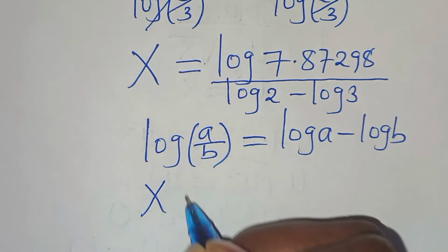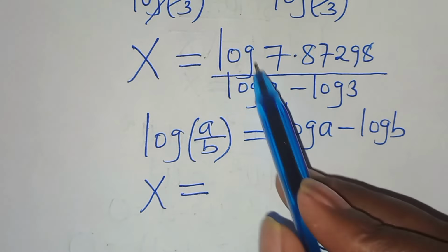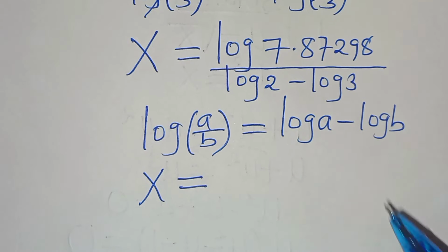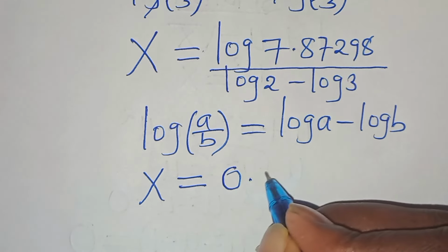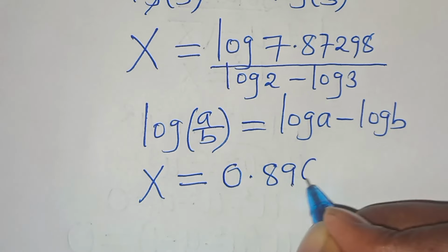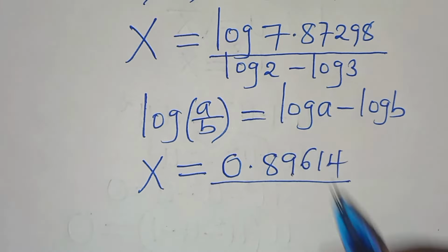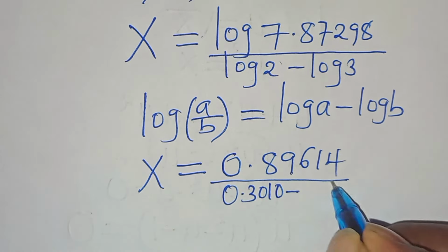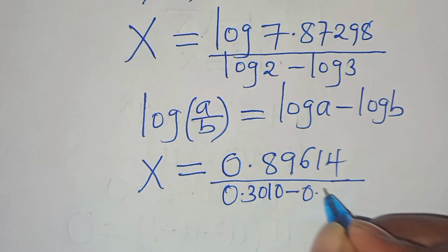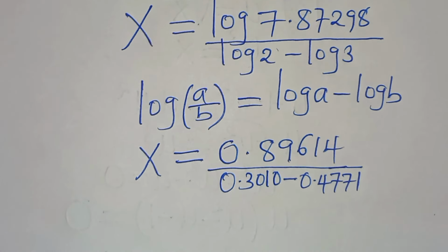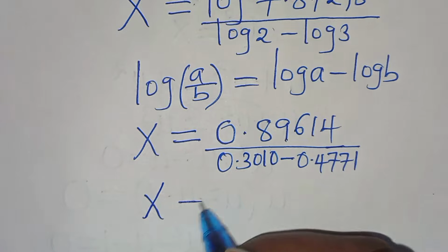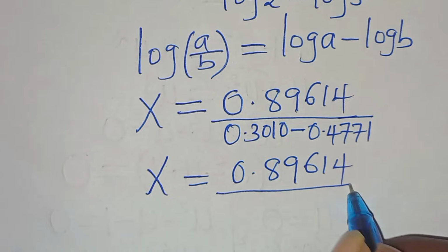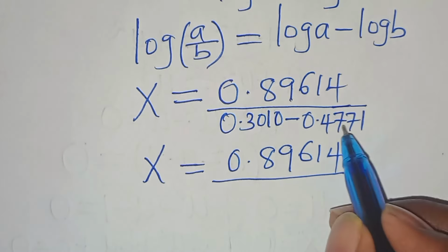Now, this follows that here we have x equal to log 7.87298, which is the same thing as 0.89614 divided by log 2, which is equal to 0.3010, subtract log 3. Log 3 is 0.4771. So here we have x equal to 0.89614 divided by 0.3010 minus 0.4771.